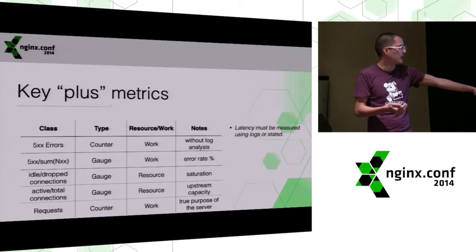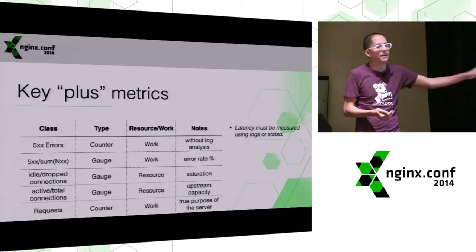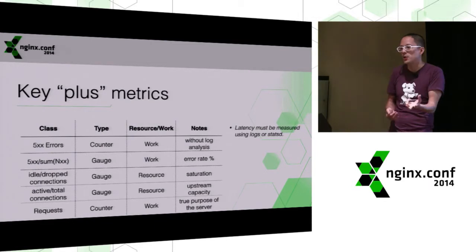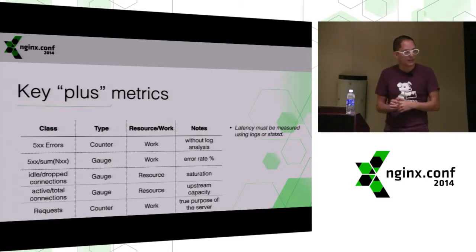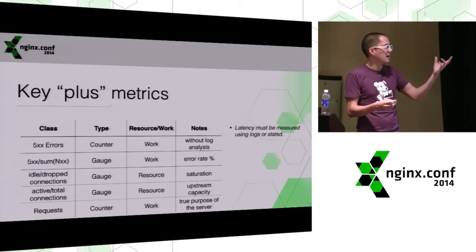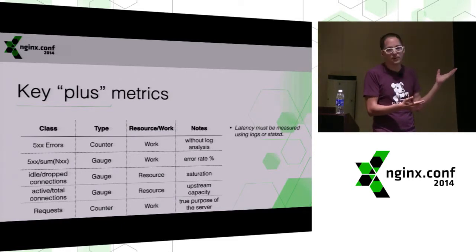Last one, again, always true: requests per second. It's a counter, so you want to derive it to get requests per second. That's a true measure of how valuable your Nginx instance is. Same thing applies, latency of serving requests and so on is not available through these means.